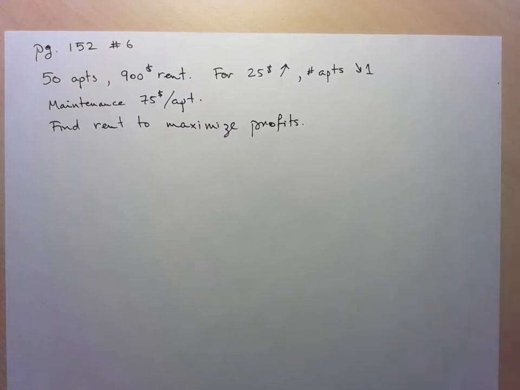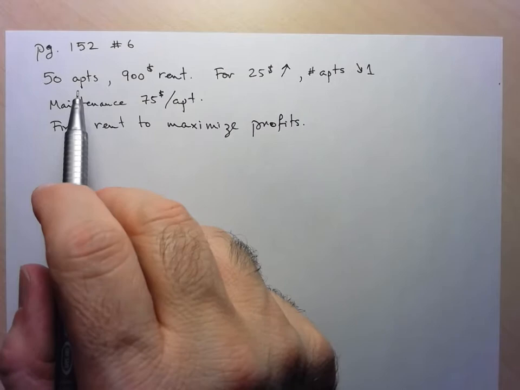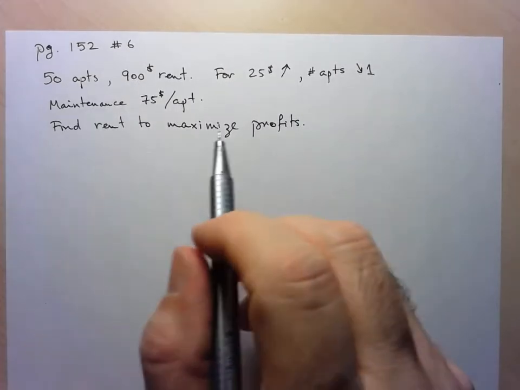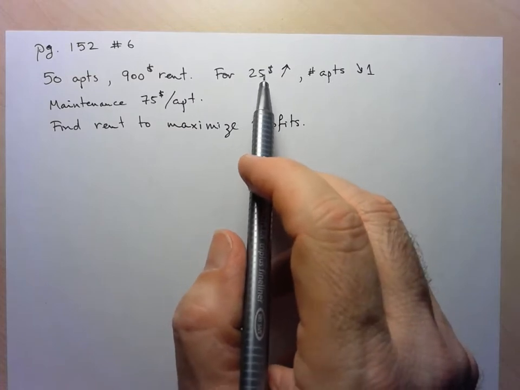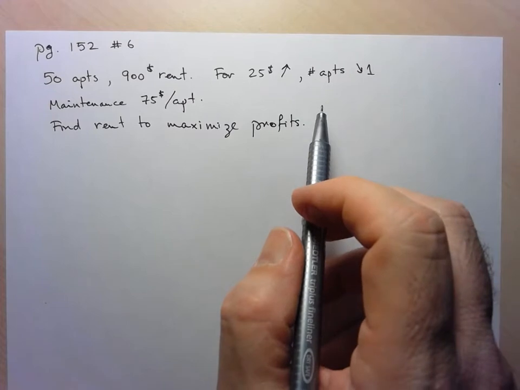Hi folks, we're going to take a look at the solution to number 6 on page 152. The gist of the question is that we've got a building with 50 apartments, and if the rent is $900 a month, then they're all rented out. But if we increase the rent by $25 per month, we'll lose one apartment being rented.